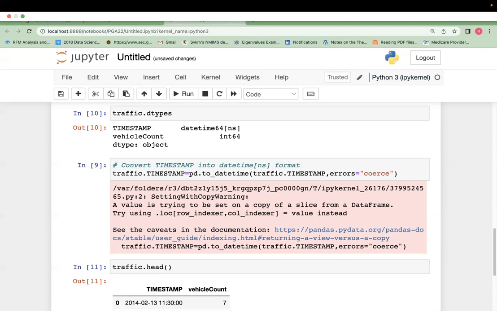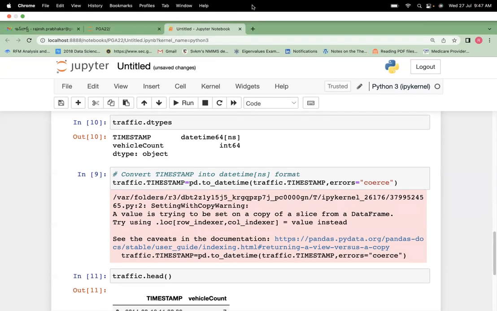Is there any format that the date has to be in to be converted into a datetime? pd.to_datetime is an automated function. It will read any type of data, or you can give the format. Whatever your existing date format is, that can be given.